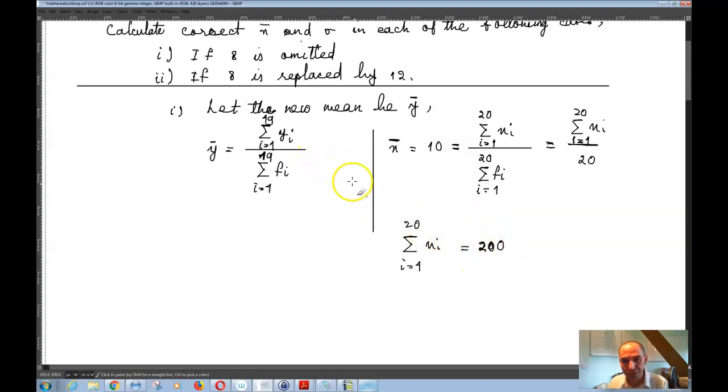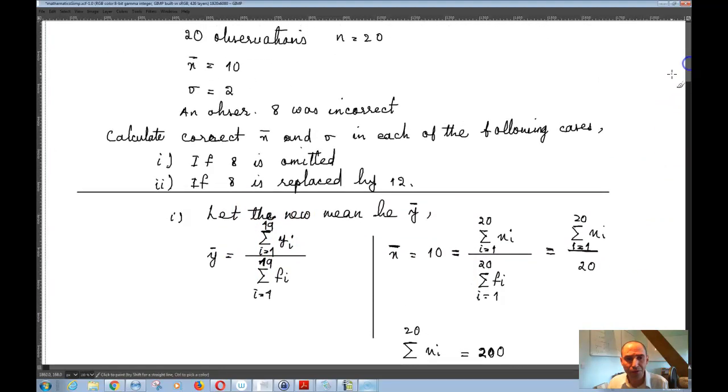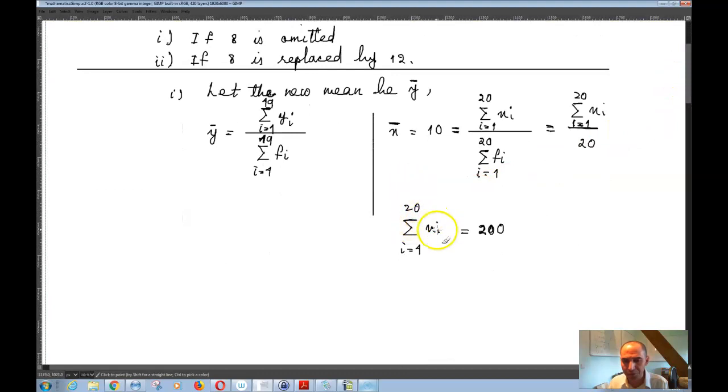Now, based on this, you can calculate sigma Y of I, because I know that I have basically taken out 8 from my observations. That means that if I take 8 out of my observations, then sigma Y of I, the sum of the new observations, as I goes from 1 to 19 is going to be equal to 200 minus 8, which is equal to 192.